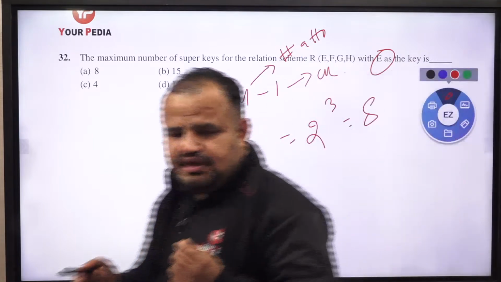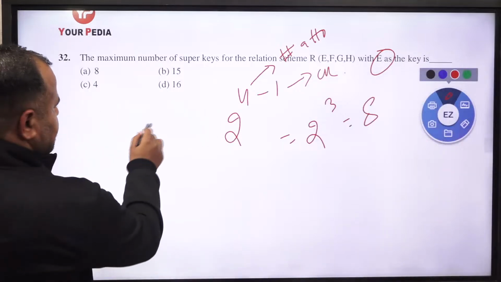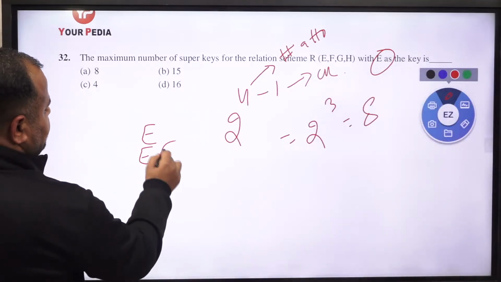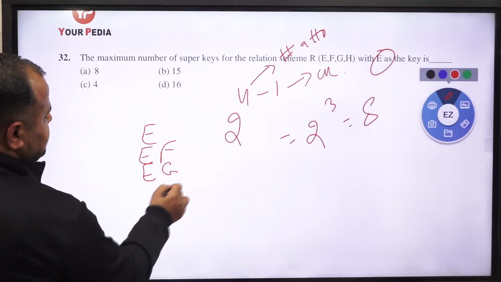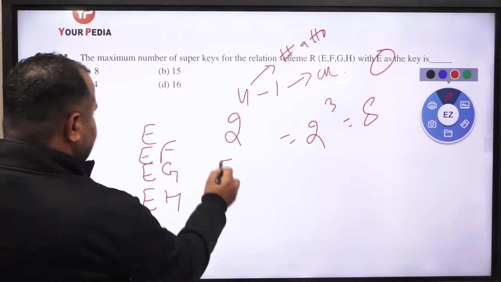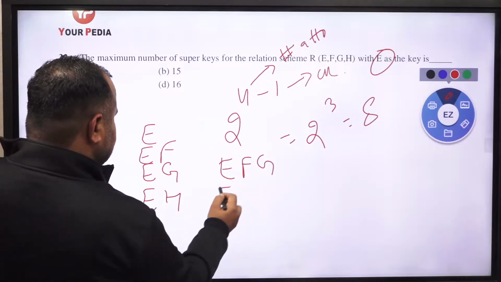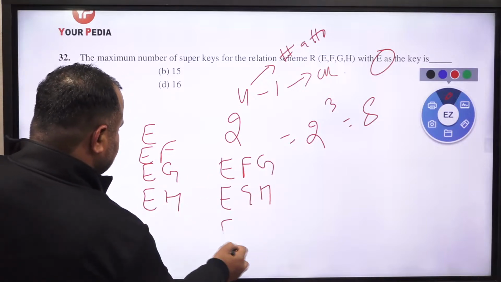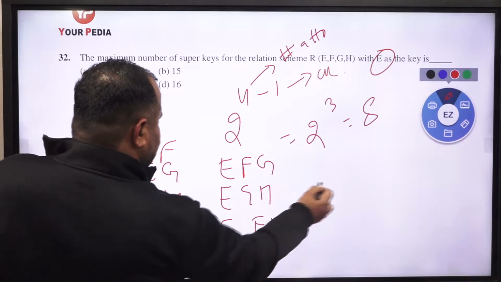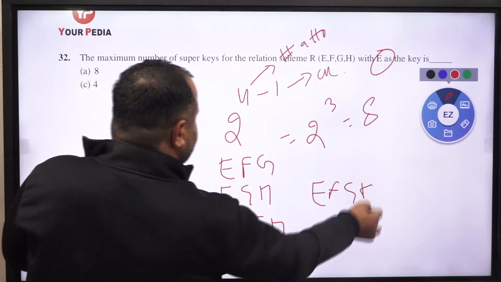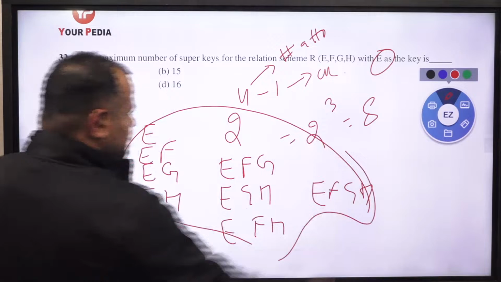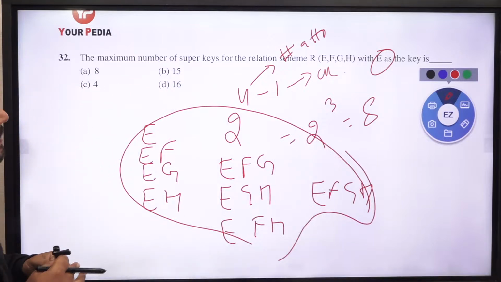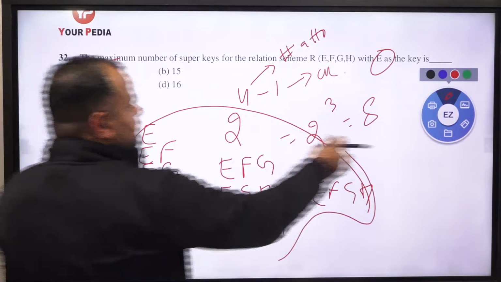So what are these 8 super keys? See, E. E with F, E with G, E with H. Next E F G, E G H, E F H, and next is E F G H. So these are the 8 super keys. Fine. So the right answer is A.